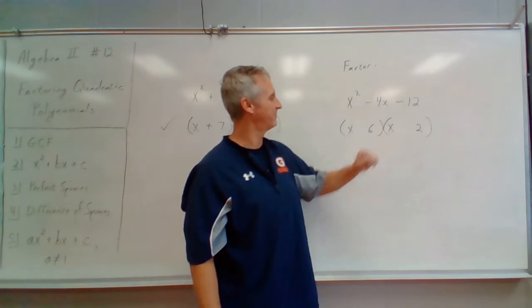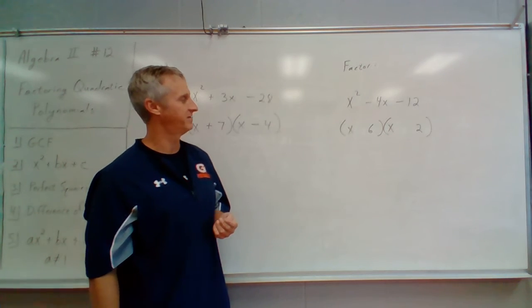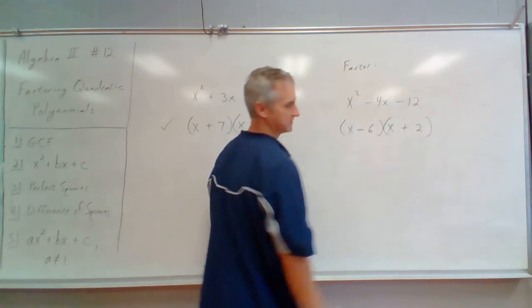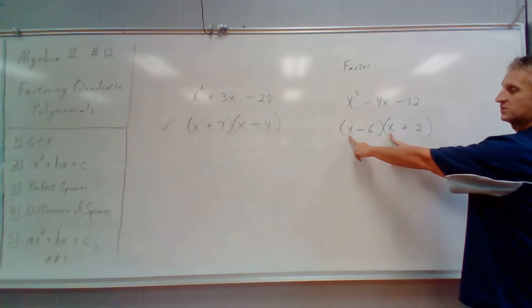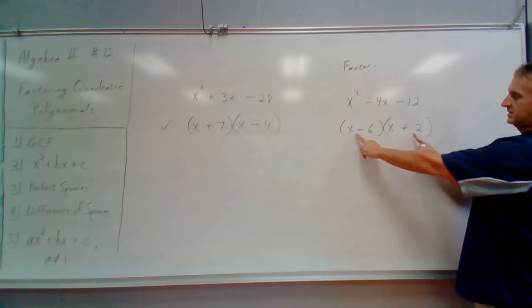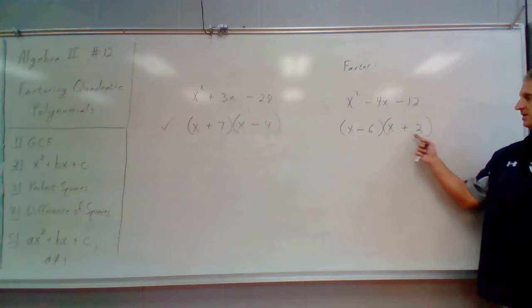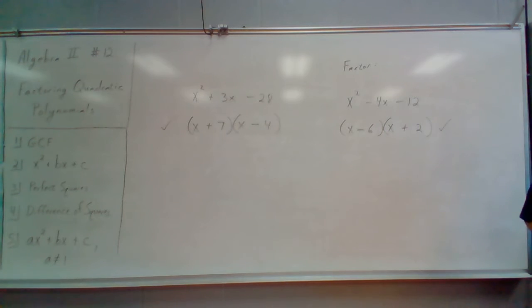So I know the signs have to be different. So one's got to be a plus, one's got to be a minus. They have to add to be negative 4. So I'm going to need a minus 6 plus 2. Okay. Does that work? x squared plus 2x minus 6x is minus 4x. That's good. It's negative 6 times 2 is negative 12. But we have that one factored.